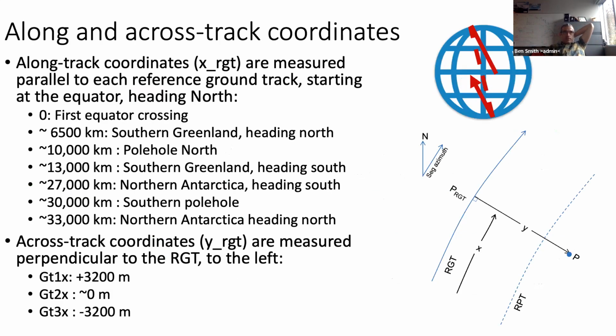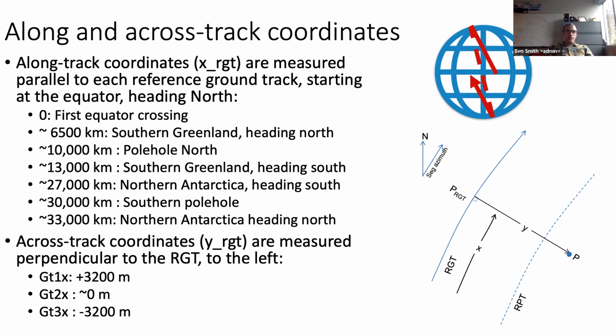A lot of the products, especially the land ice products, are described both in geographic coordinates, so latitude and longitude, and in along track and across track coordinates. The along track coordinates are consistent for each ground track. It's just the distance measured underneath the satellite as it goes around its orbit. The circumference of the Earth is about 40,000 kilometers, which means that the X along track coordinate starts at 0 at the equator and gets back to the equator at a number of about 40,000. And it passes over Antarctica and Greenland along the way.